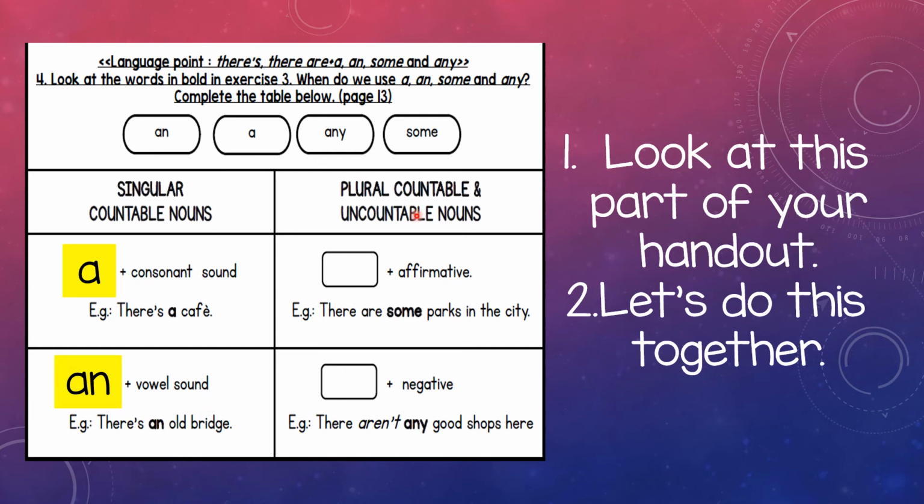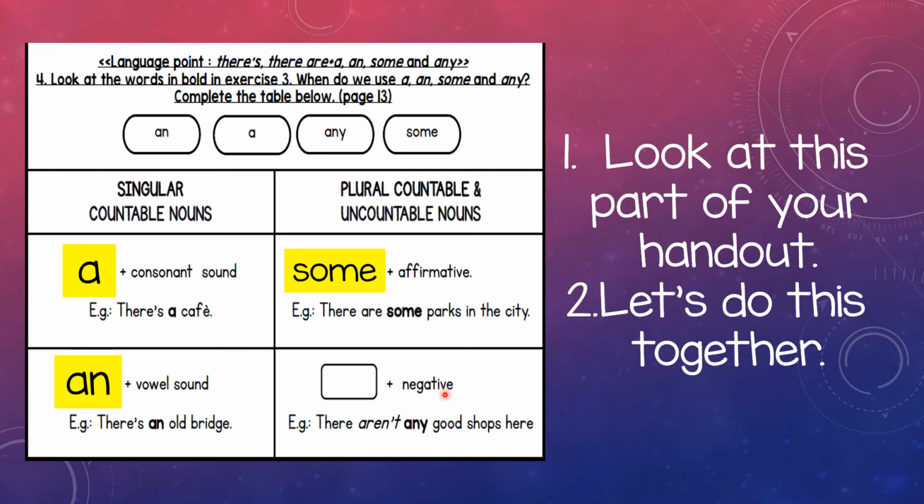Okay, and for this side, plural countable and uncountable noun. Plural means lebih daripada satu, more than one. And uncountable nouns cannot kira, tak boleh kira. Okay, blank plus affirmative. Affirmative means ada. We use some. Some plus affirmative. There are some parks in the city. Ada beberapa taman dekat bandar. So ada.